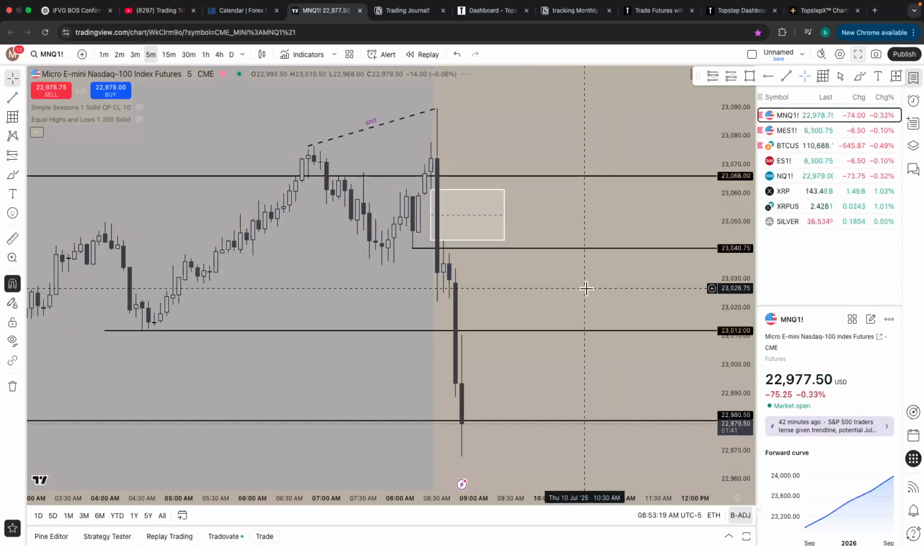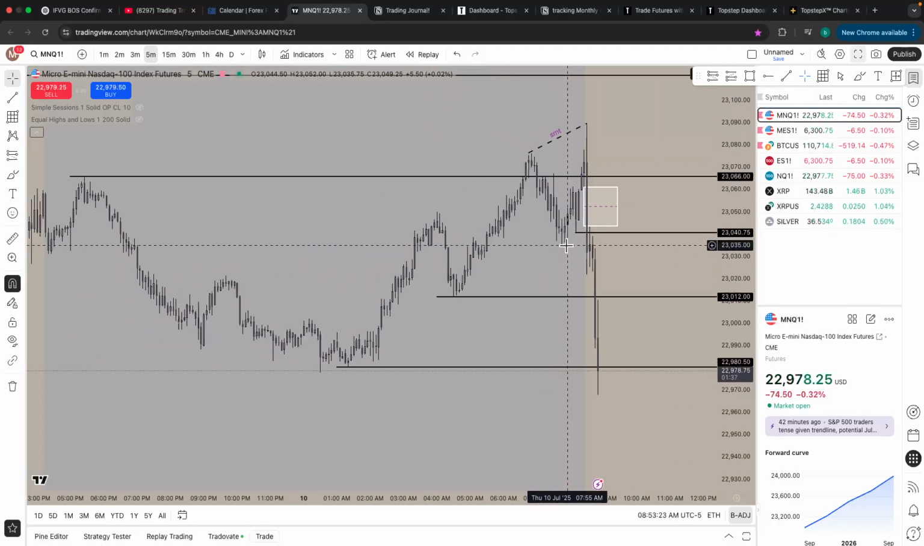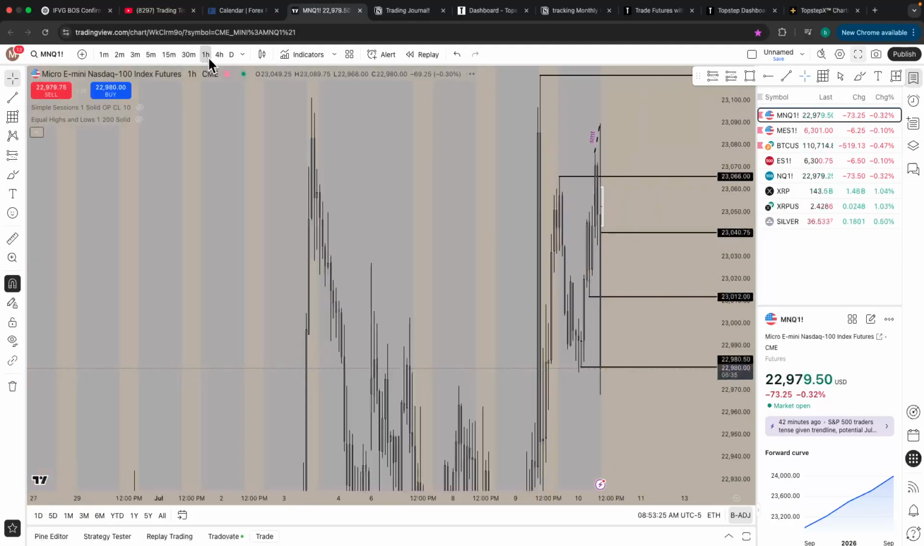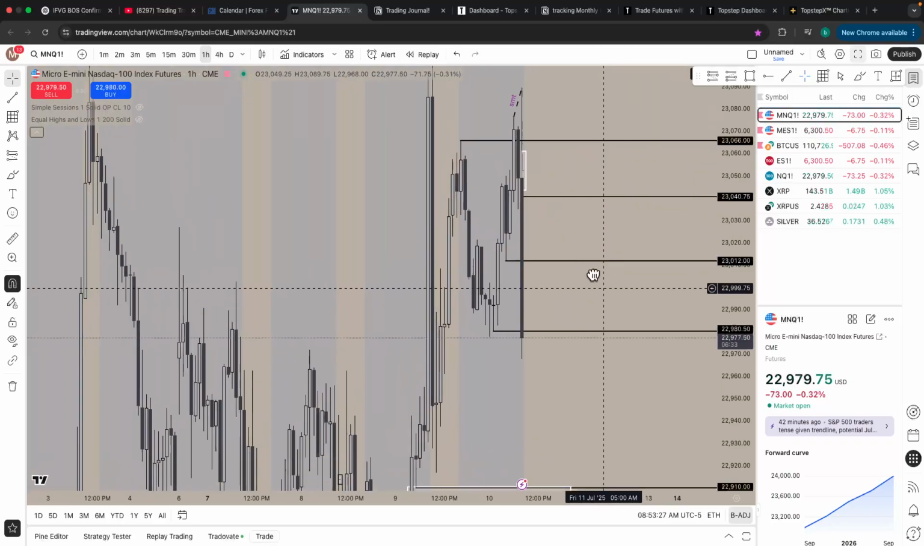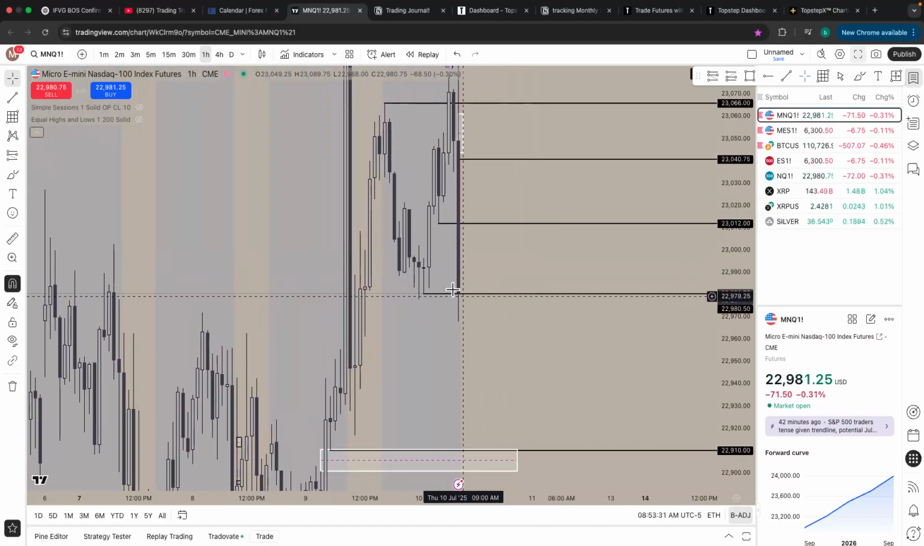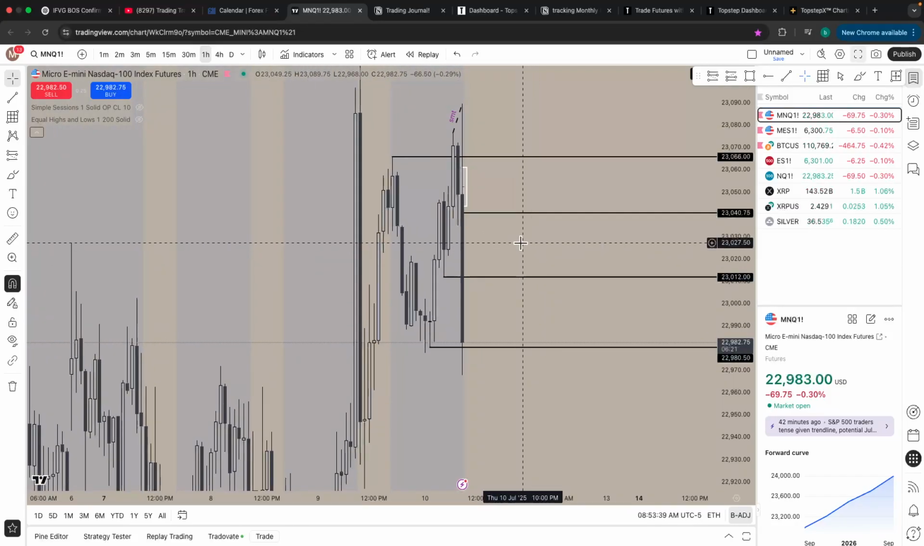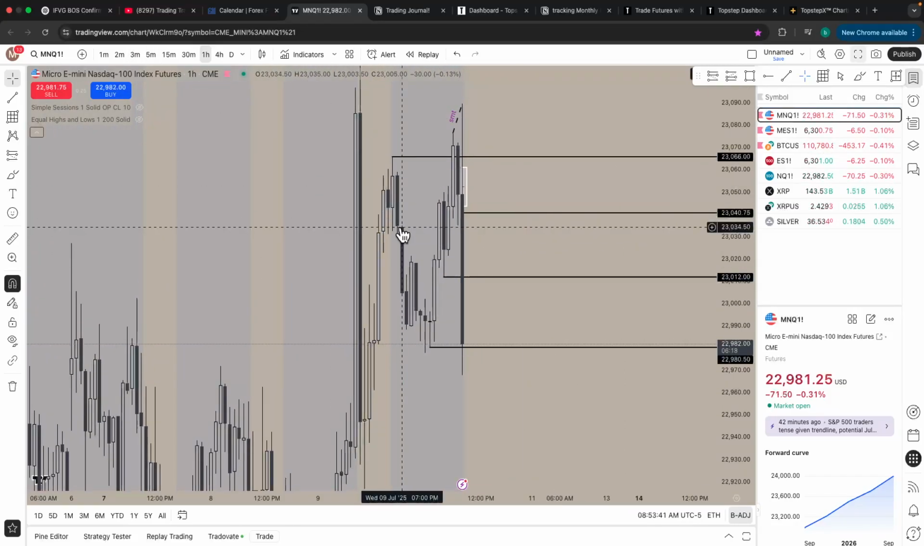Wow. Holy shit, did I miss entry or what? That just came pushing down. Just swept out pro. Now it's rejecting. There's no fair value gaps that it's rejecting off of in between here. I think it's just the sell side liquidity sweep. Wow, is that insane.